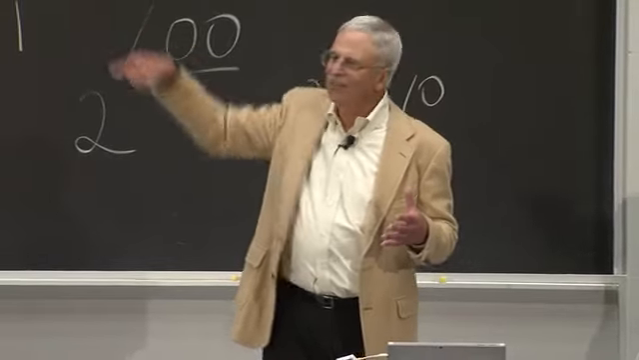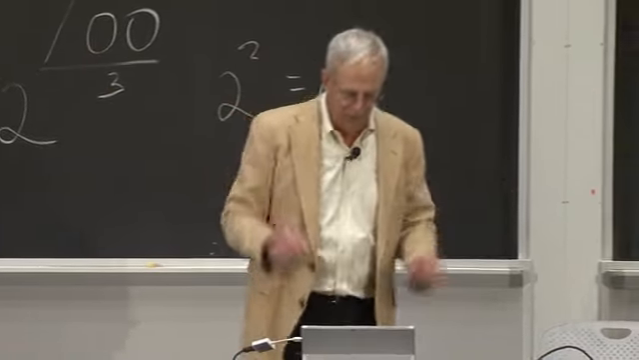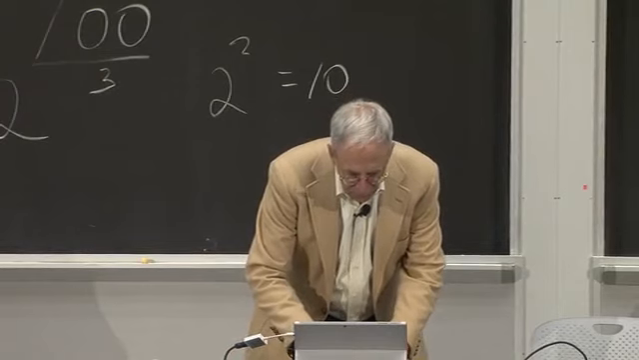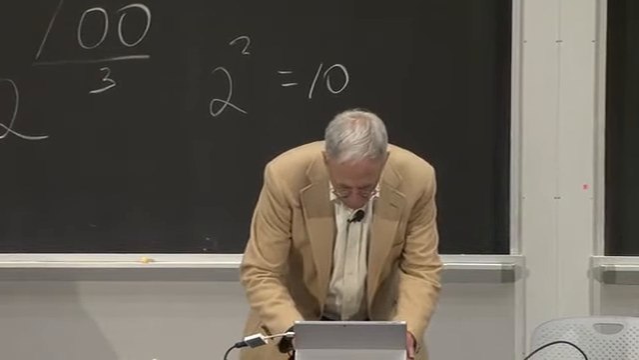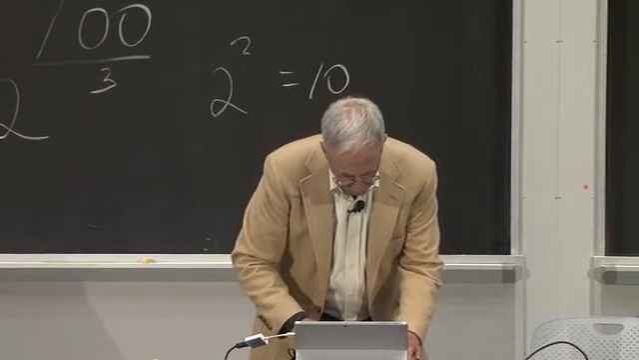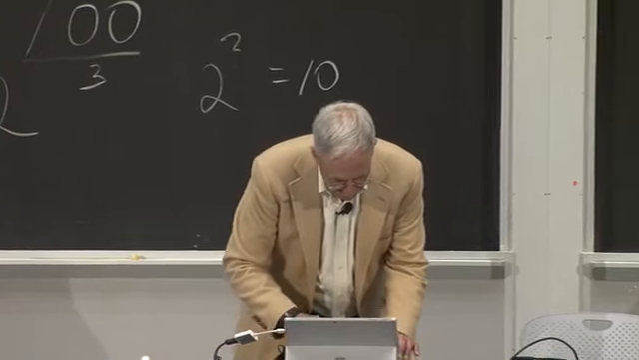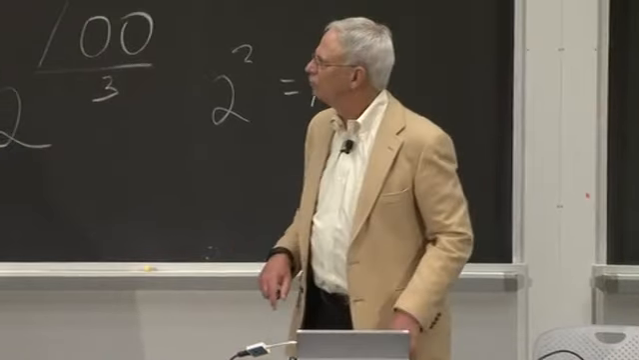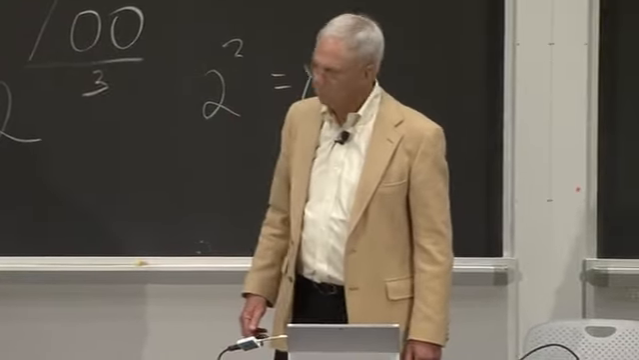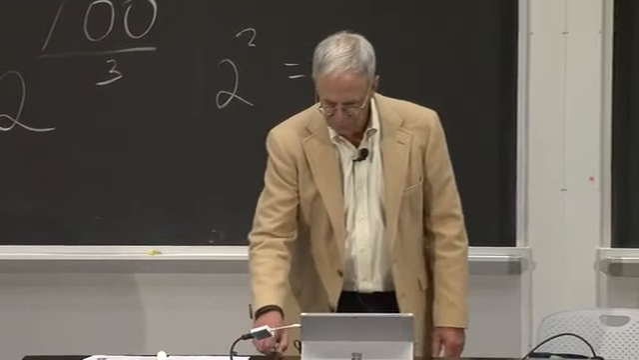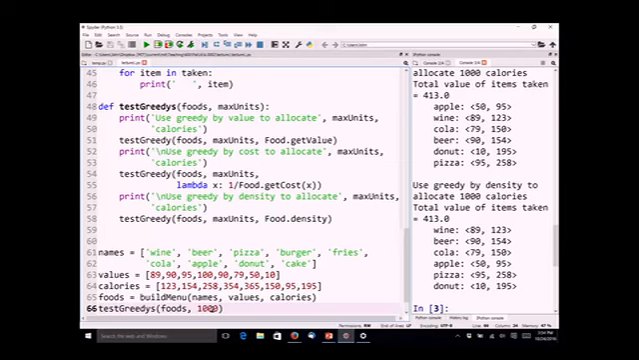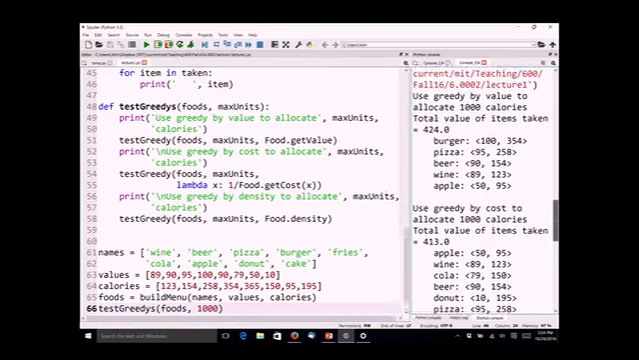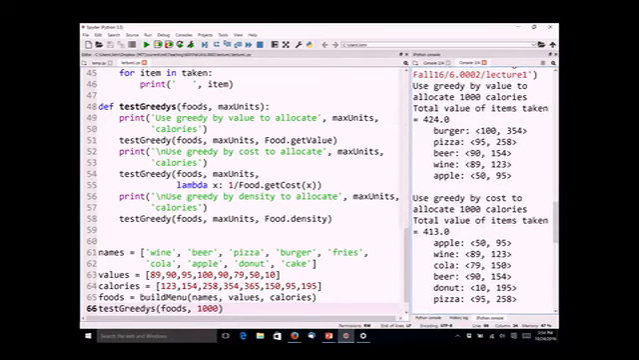Now, we could ask the question, can I just say, don't worry about it, density, say, will always get me the best answer? I've tried a different experiment. Let's say I'm feeling expansive and I'm going to allow myself 1,000 calories. Well, here what we see is the winner will be greedy by value. It happens to find a better answer, 424 instead of 413.